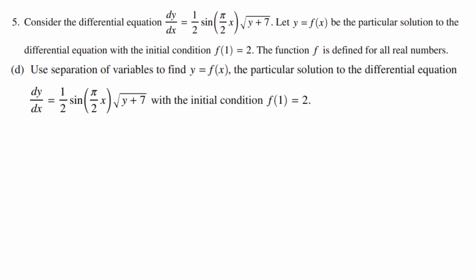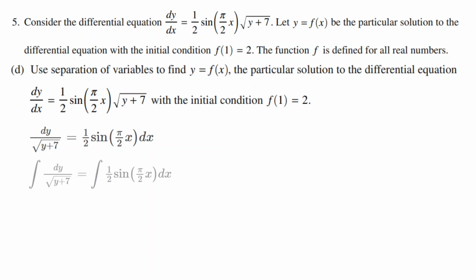Part D tells us to use separation of variables to find y equals f of x, the particular solution to the differential equation dy over dx equals 1/2 times sine of pi over 2 x times the square root of y plus 7 with the initial condition f of 1 equals 2. In this type of problem, small calculation errors are really common and I almost made one myself, so make sure to check your work. First, let's separate the x's from the y's.